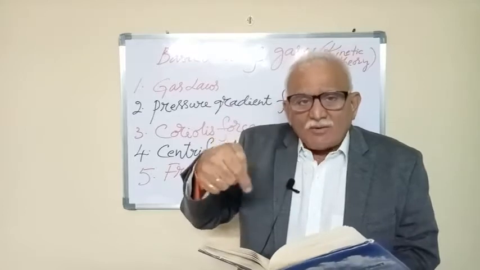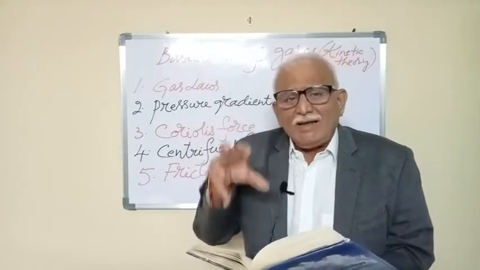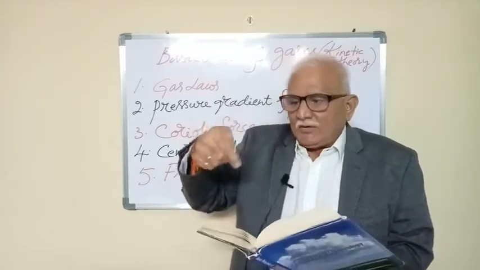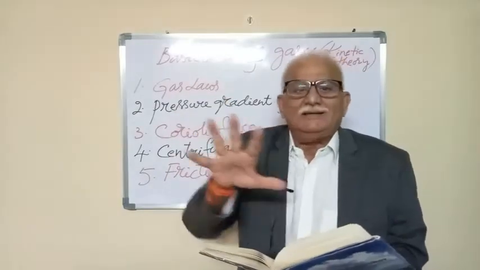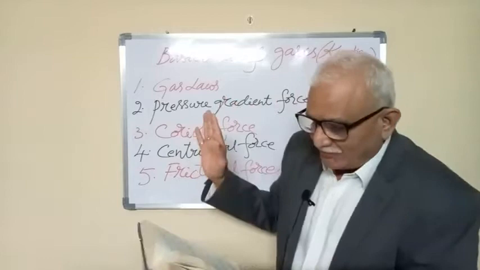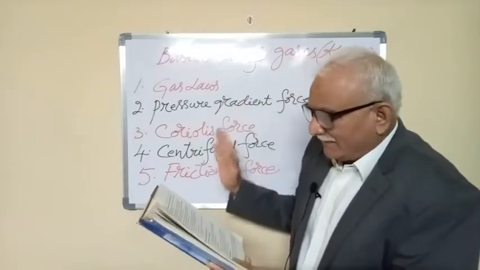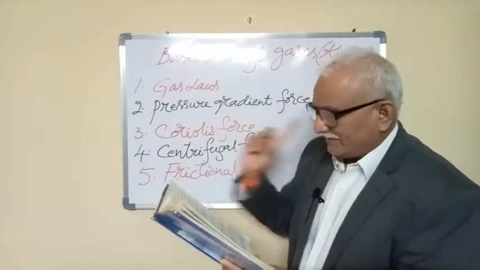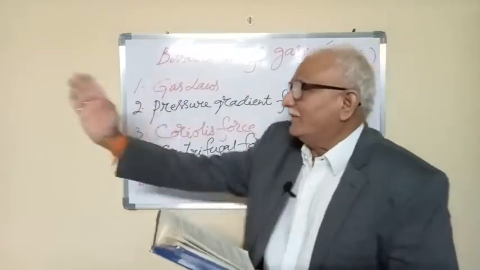When isobars are closely drawn, there is a steep pressure gradient. When isobars are drawn apart, there is no steep pressure slope, no steep pressure gradient. So pressure gradient force is given by pressure decrease per unit horizontal distance, not vertical, horizontal distance.